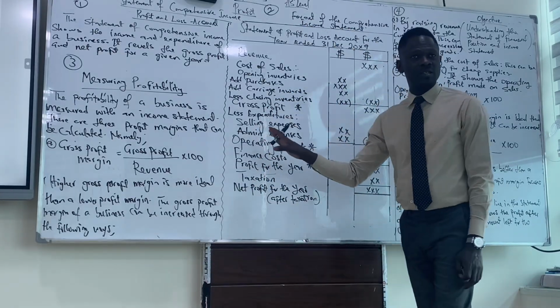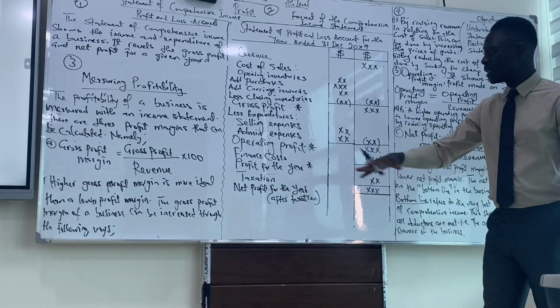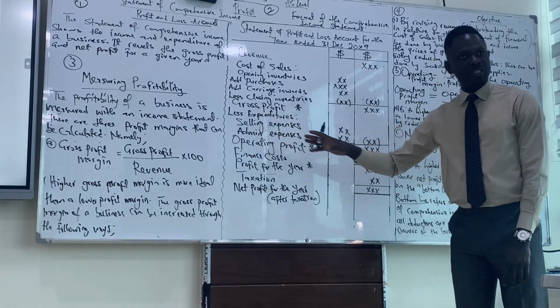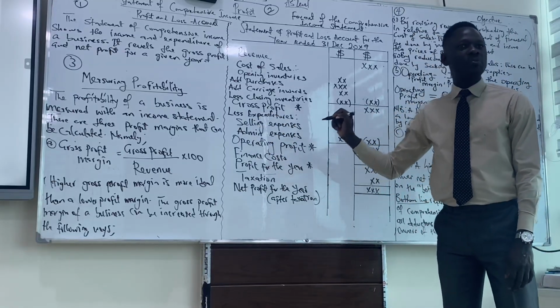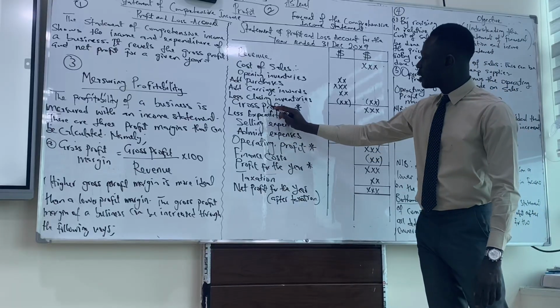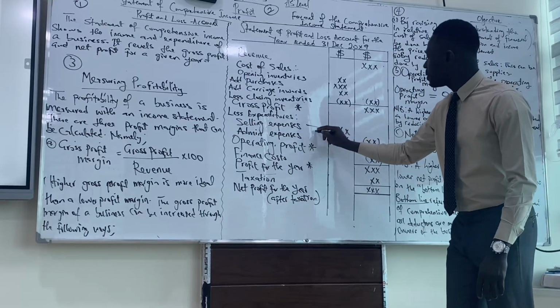Our gross profit is derived from taking away the cost of sales from the revenue. That is done. As soon as we have our gross profit, the next thing we have to calculate is our operating profit. And how do we get our operating profit? Operating profit is gross profit less operating expenses. These are the two operating expenses we have.